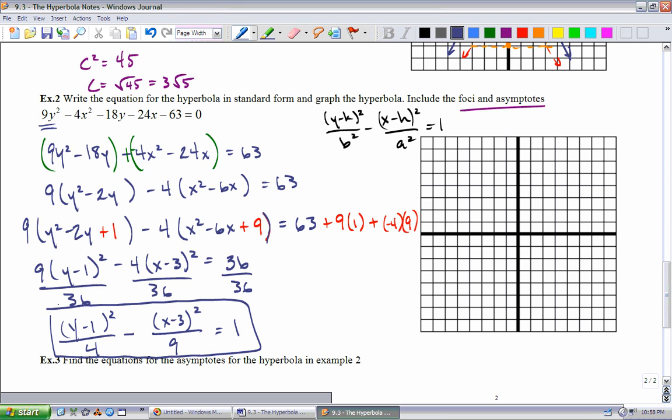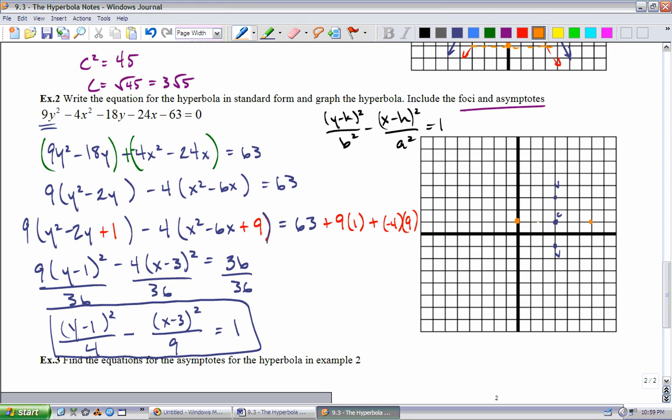Now you've got to be careful. A lot of things can throw you off here. But here we go. Our h value is 3, and our k value is 1. So the center of this one is at 3, 1. That's our center. The distance to the endpoints of my vertical axis are 2 units away. Notice y comes first, so these are my vertices. Then the endpoints of my horizontal axis are 3 units away.